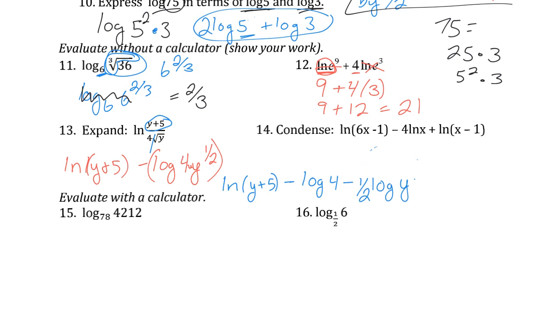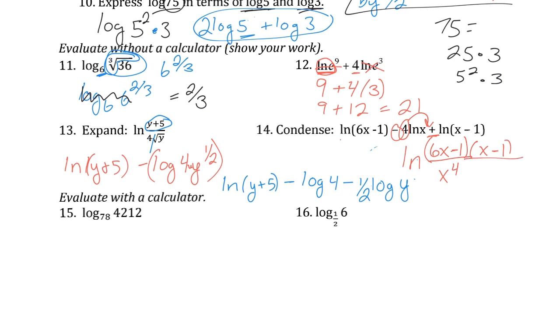And then the next one says to condense. So I start with my natural log. I see the subtraction, so I know it's going to be a fraction. I've got a 6x minus 1 in the numerator. And this 4 is the exponent on the x. I've got to put it up there, so x to the 4th. And then it says plus. It's not in parentheses, so that means whatever comes after that addition sign goes up in the numerator. So this is x minus 1 in the numerator.